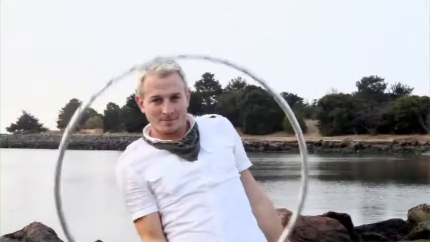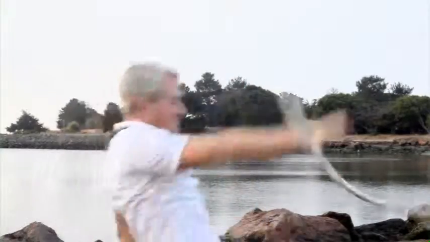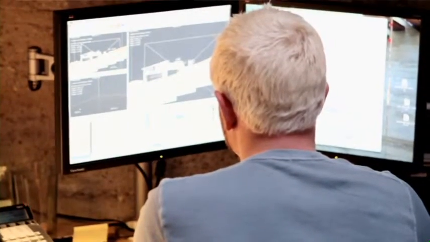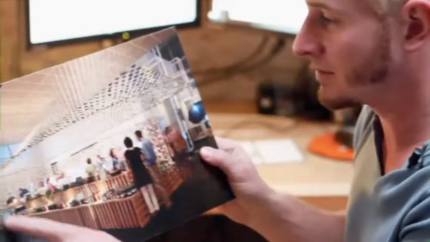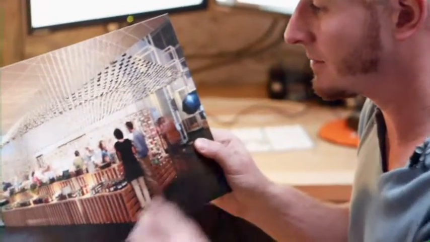Hoop dance can be an expression of how we experience the world. For the last 10 years, I've studied and practiced architecture, the art and science of designing space. This requires an acute awareness of how humans interact with their environment. Investing so much time reflecting on space has greatly impacted how I perceive the world.